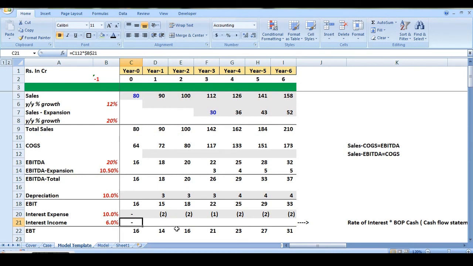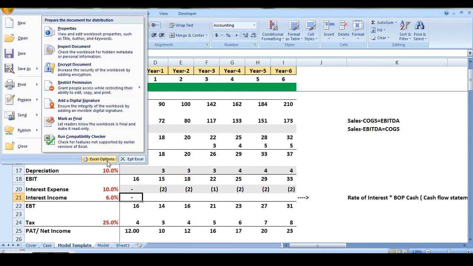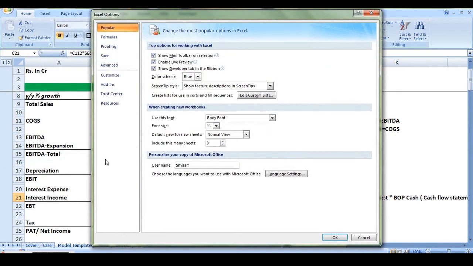Now those who are doing it for the first time, you may get a circular reference warning because there is interconnection between the values that we are calculating. Now our cash flow depends on profit after tax, which depends on interest income. So you will get the circular reference warning. In that case, what you have to do, you have to simply go to File, Excel Options.